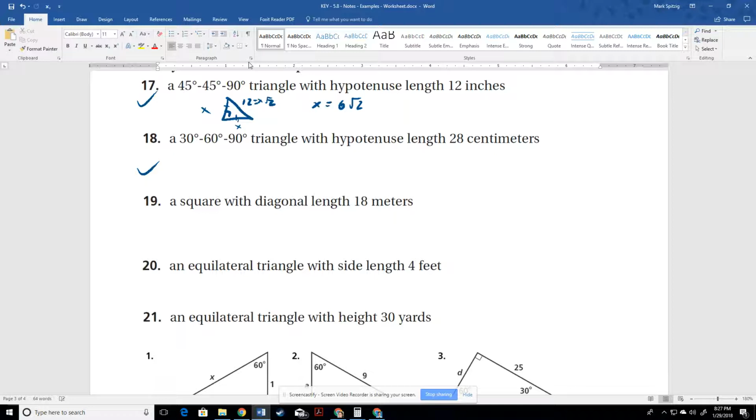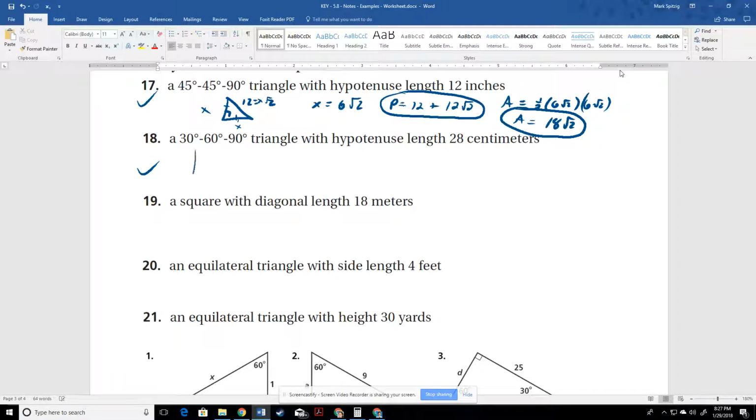So if both legs are 6 radical 2, to find the perimeter, it's going to be 6 radical 2 plus 6 radical 2. That's 12 radical 2, plus the hypotenuse, which is 12. So the perimeter is just going to be 12 plus 12 radical 2. The area is 1/2 the base times the height. The base is 6 radical 2. The height is also 6 radical 2. In other words, in a right triangle, base and height are always the legs. So the area is going to be that. And again, I could put units on there.